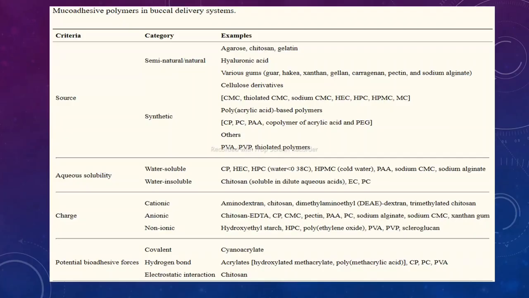Now, these are the materials which can be used to write in your examination. Natural, synthetic, water soluble, water insoluble, cationic, anionic, non-ionic: all these are examples of polymers. So depending upon the experiment or the project, this kind of polymer can be used.